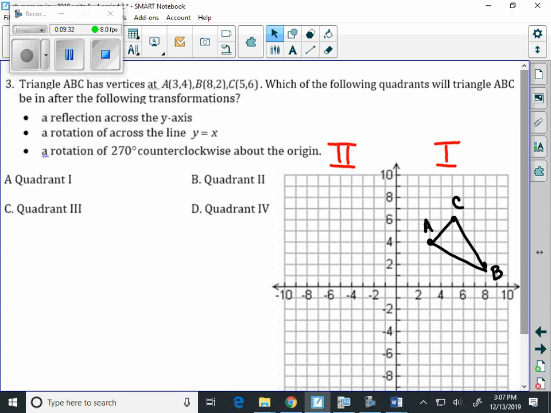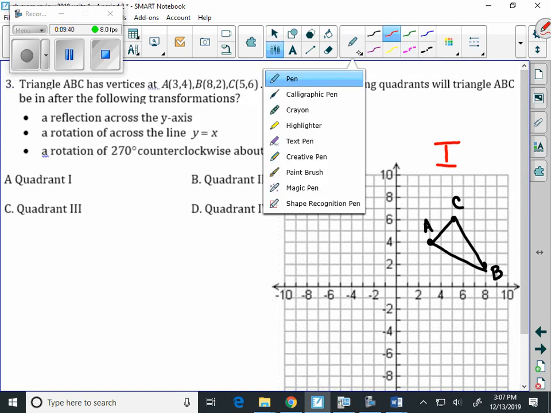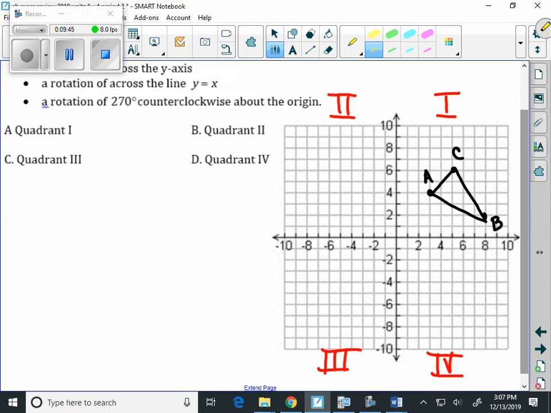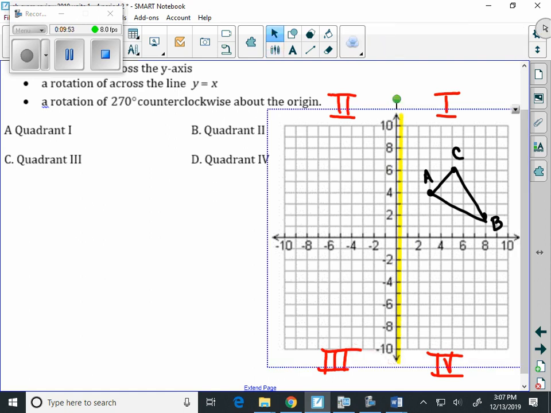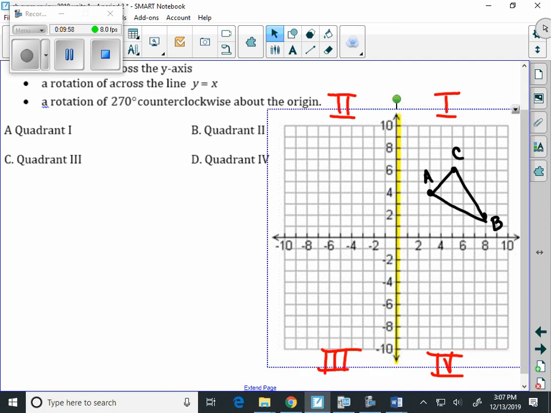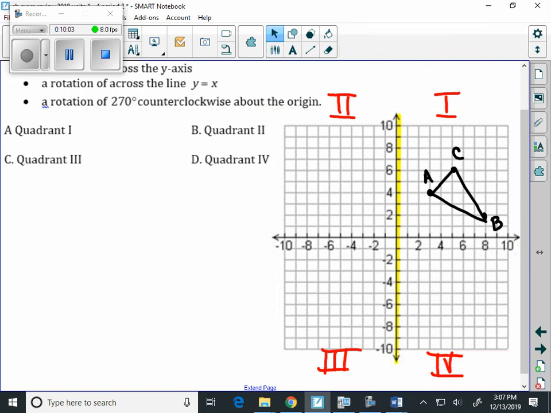So the first thing that we have to do is draw a reflection across the y-axis, and luckily enough we've had some practice with that. I'm going to use highlighter this time, but our y-axis is here. And hopefully you can draw your picture better than I. A little bit better. Now that we've got that, what we're going to do is we're going to start.